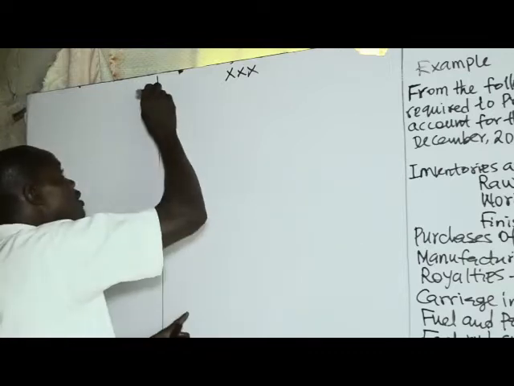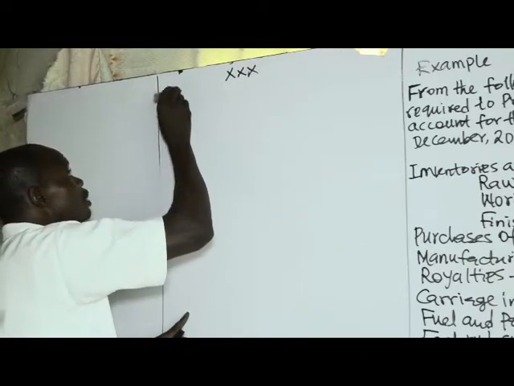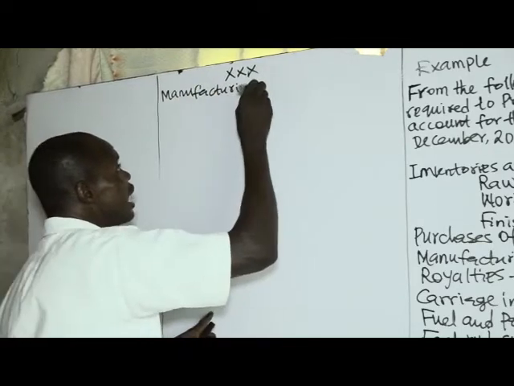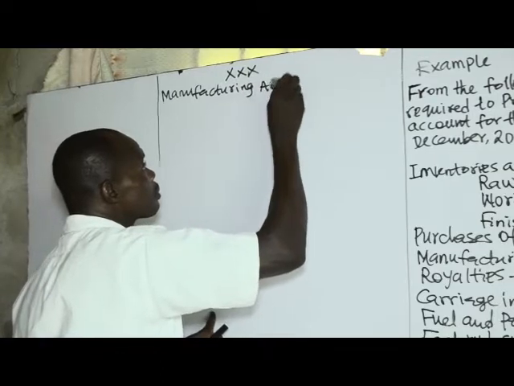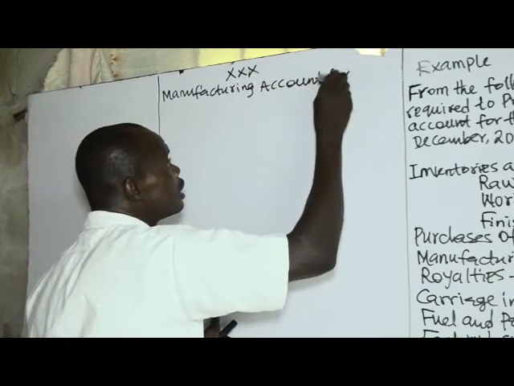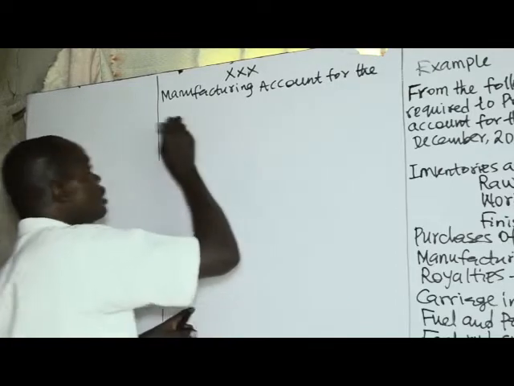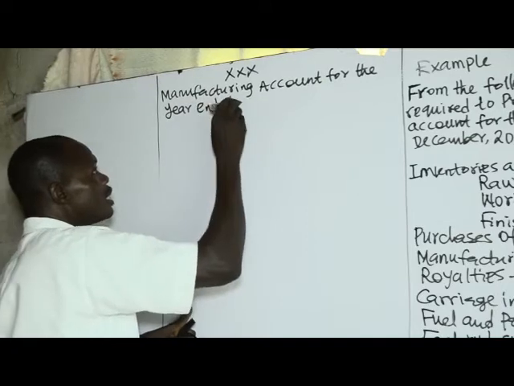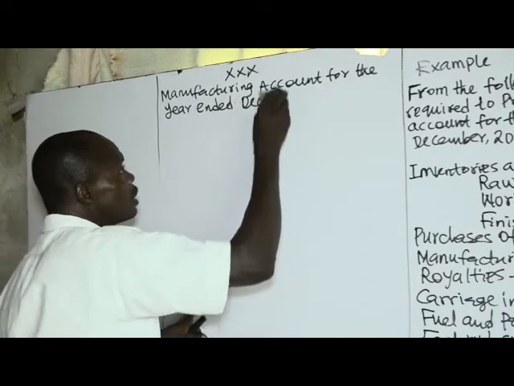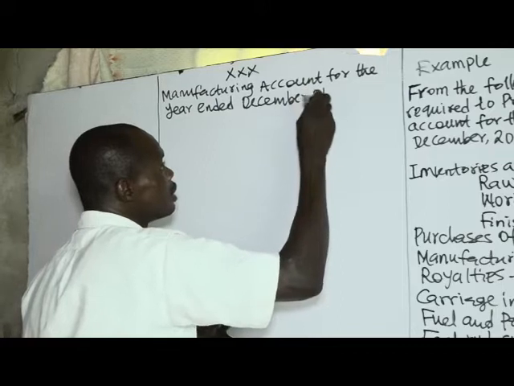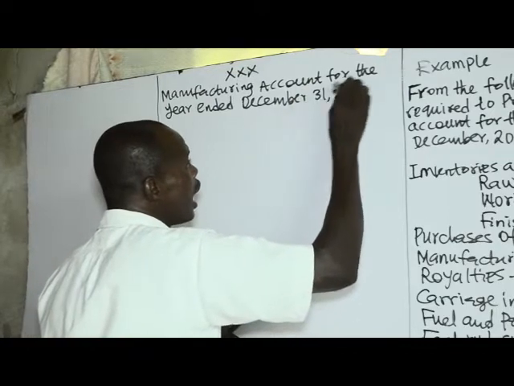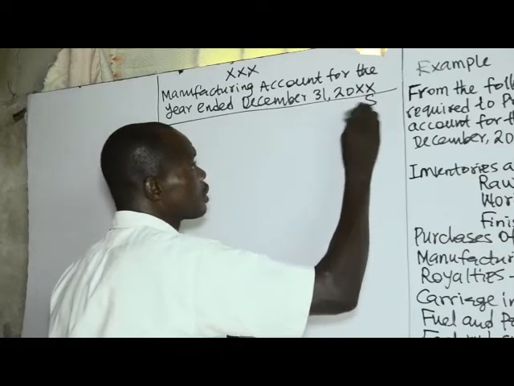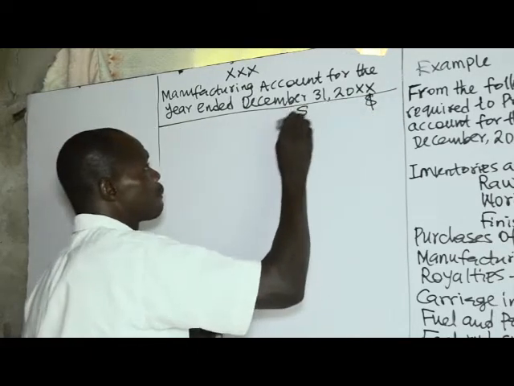So you have manufacturing account for the year ended December 31st, 20XX. So that will be your heading. The amount is in dollar.